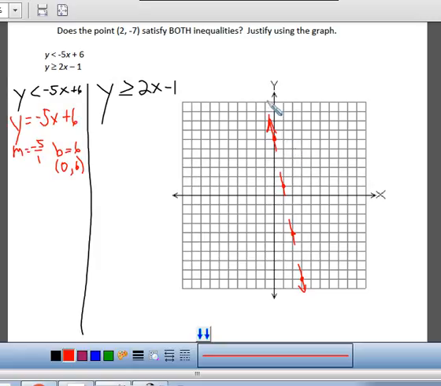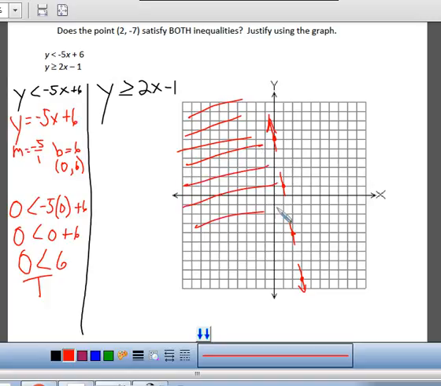So now I have one of my inequalities, and let's test it really quick. Let's test the point 0, 0. If I plug in 0 for y and 0 for x, what happens? Well, -5 times 0 is 0, so 0 is less than 0 plus 6. 0 plus 6 is 6. Is 0 less than 6? That is true. So the point 0, 0 works for this inequality. So shade in everything over here.